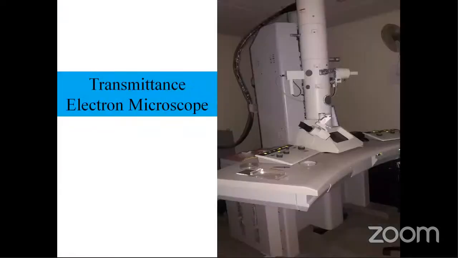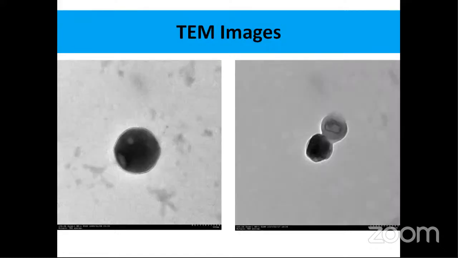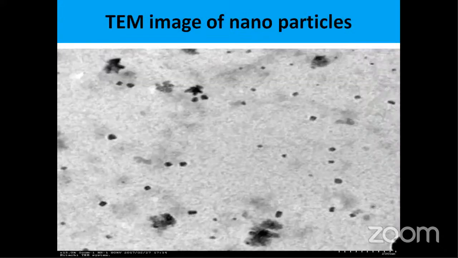This is transmission electron microscope, and these are the images from transmission electron microscope of nanoparticles. Basically a single nanoparticle, a single nano fertilizer particle. Here you can see these. This is a basic grid at 200 nanometer. You can see how small these nanoparticles were.